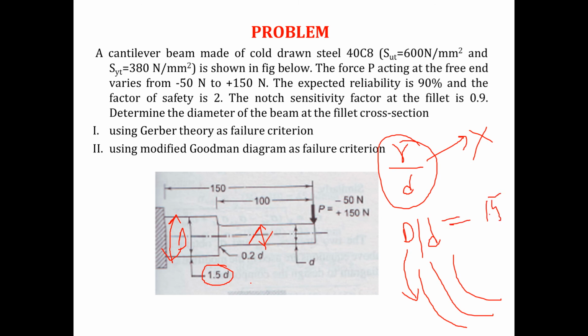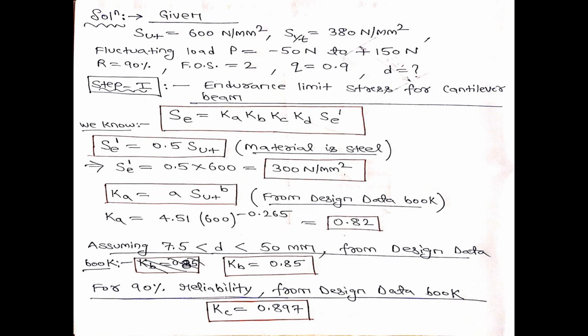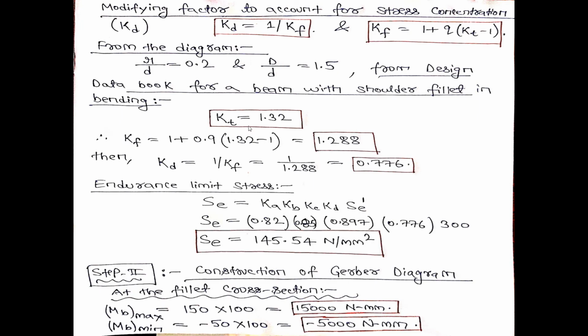And what is small r by d? I know that this notch radius is small r. And in the diagram it is given that small r is equal to 0.2 times d. So small r by d is equal to 0.2. So corresponding to small r by d equal to 0.2 and capital D by small d equal to 1.5, from the design data book, considering that particular table, I will get the value of Kt, and that Kt comes out to be 1.32.